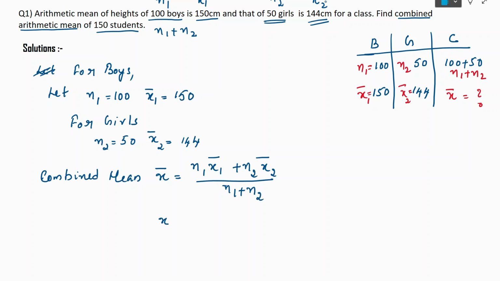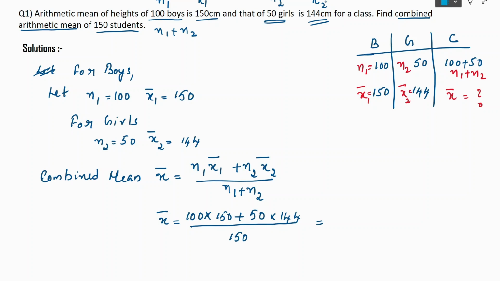Substitute in the formula: x bar is equal to N1, that is 100, into x1 bar, that is, as very clear from the table, 150, plus N2, 50, into 144, x2 bar, whole divided by N1 plus N2. What is that? 150. You can write 100 plus 50, or 150.